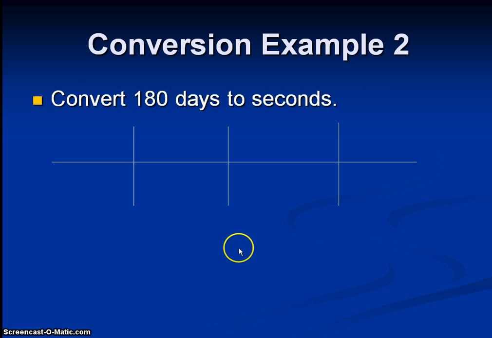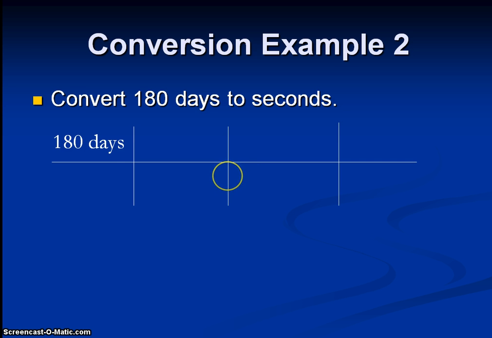Let's try another one. This time we're going to go from 180 days, a school year, to seconds. So the first thing is you always start with what you're given in the top left corner. Then you can take this unit, the unit of days, and pull it down diagonal. So now days is going to go down here, and think of a conversion factor you can do with days.